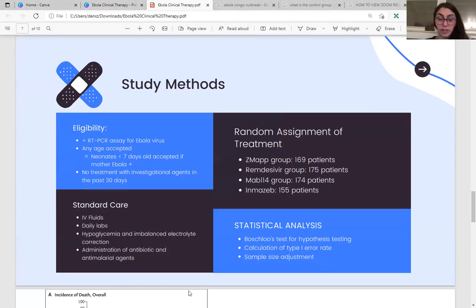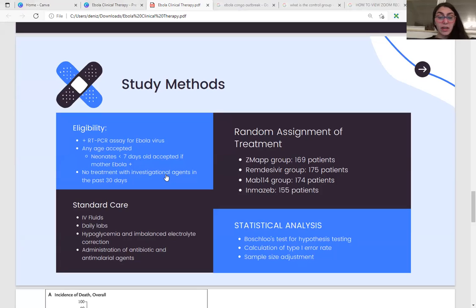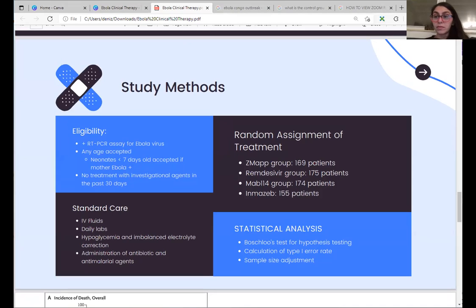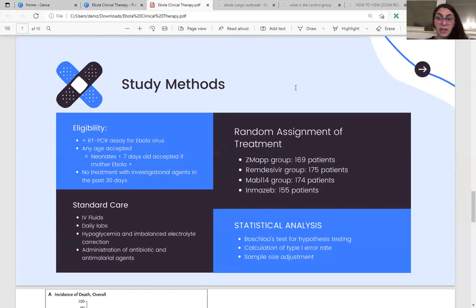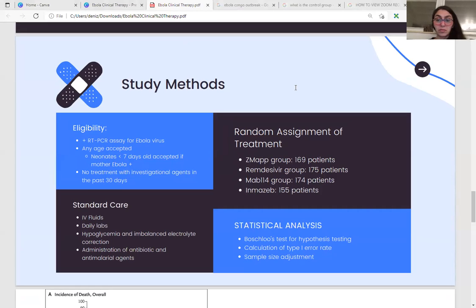So let's go into the study methods. Like I said, the eligibility criteria was interesting. They basically accepted anybody who tested positive on the reverse transcriptase PCR assay. And that was their first screening point. Patients of any age were accepted, even neonates less than 7 days old, as long as their mom was positive for Ebola.